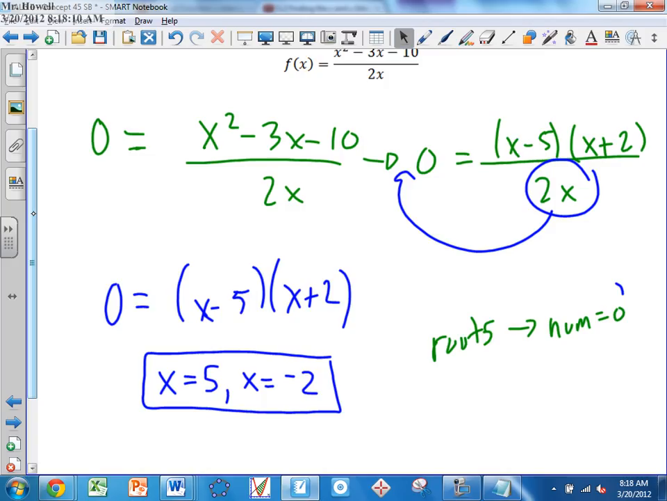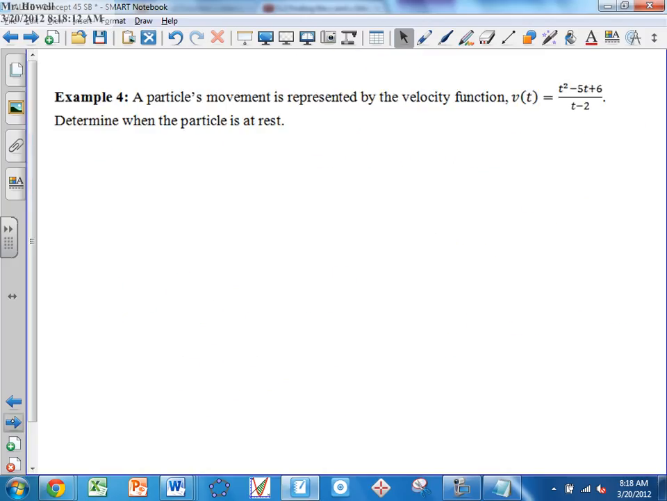All right, let's look at another one. This is a problem that is, and I'm not exaggerating when I say this, on 80 calculus exams. This problem right here. Okay, it really is.